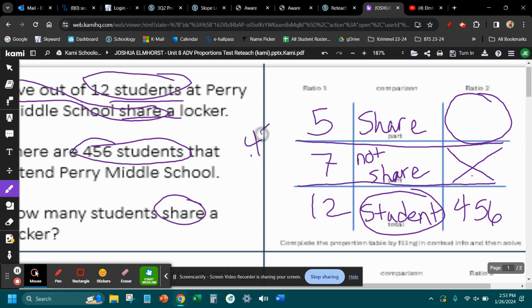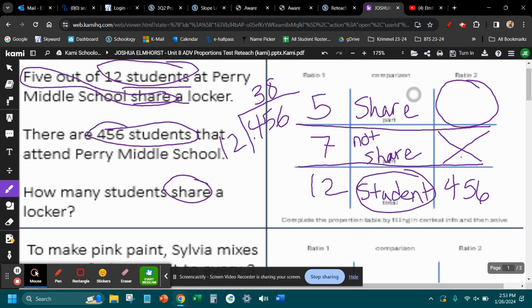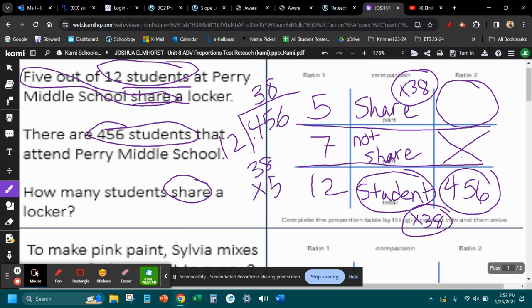What I saw a lot of students do on the test is they divided 456 by 12, which is great. And I believe they got 38. But then that was one of the answer choices. And they're like, yeah, I divided. And then they selected that as their answer. But that's not the solve. That's your factor to solve. Great job dividing, but then you need to apply what you found. 12 times 38 is 456, and then 38 times 5 would have been the solve.